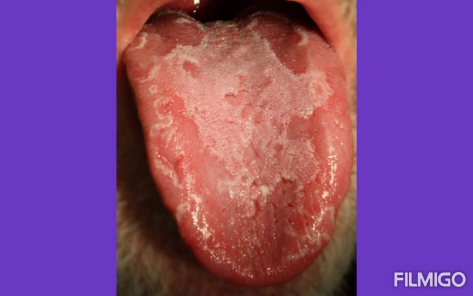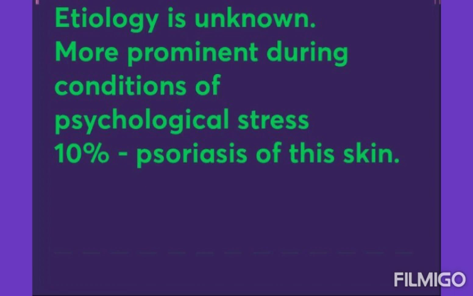This picture shows geographic tongue affecting the dorsum surface of the tongue, showing serpiginous white lines surrounded by depapillated mucosa. The depapillated area is very smooth. The etiology is unknown. It is more prominent during psychological stress. Also, persons with psoriasis of the skin have a 10% increased frequency of geographic tongue, and approximately 1 to 2% of the population is affected. So the exact etiology is unknown in geographic tongue.